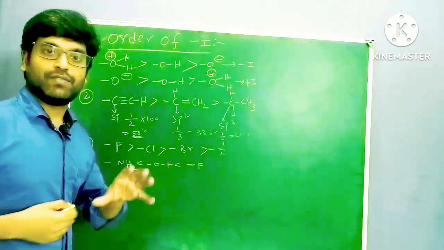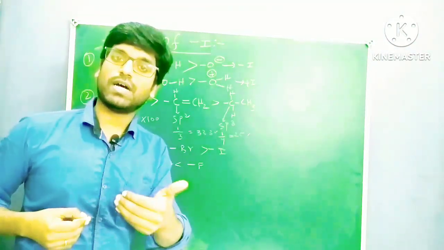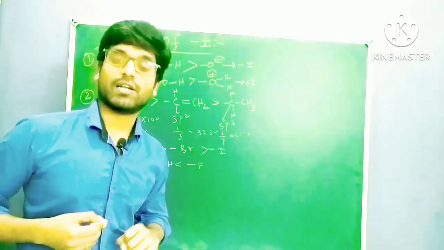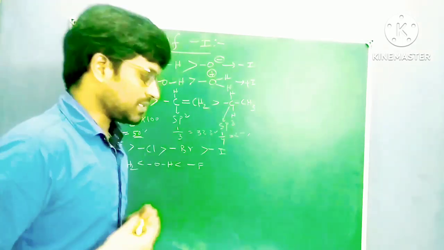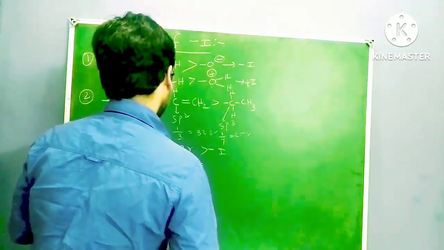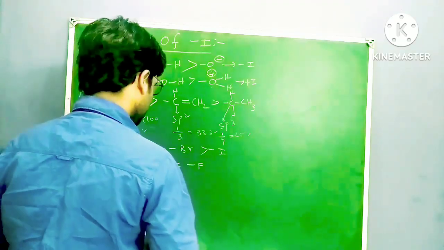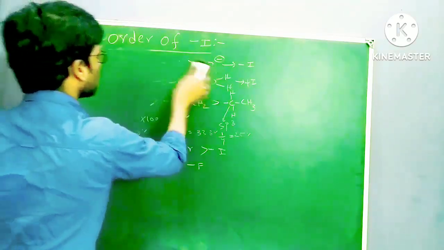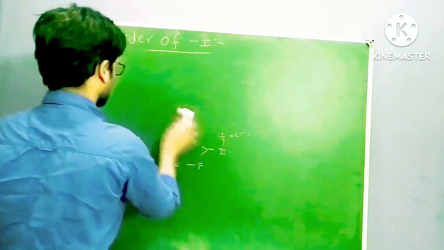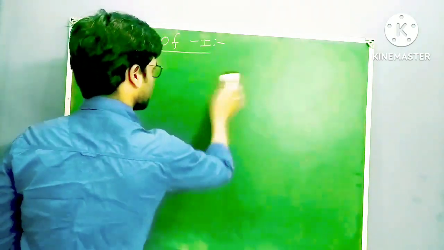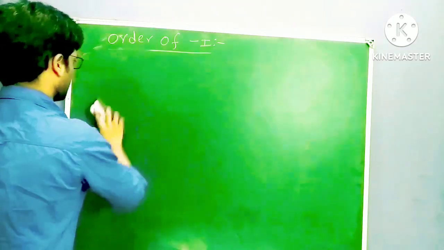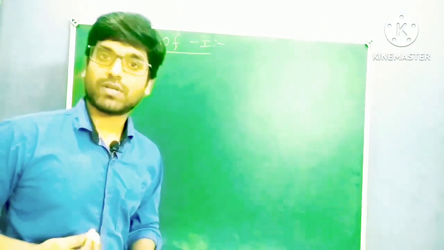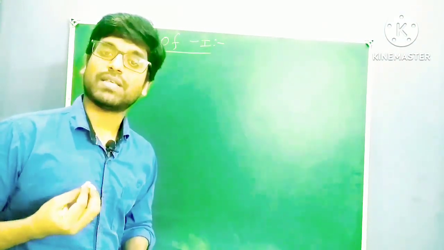So you can easily identify whenever I give you the same group or same period, because you know the strength of electronegativity of the atoms. But if I ask you different groups and different atoms, after this one important point is there. If I have more number of atoms, then the minus effect is more. That means if I have more electron withdrawing groups, the minus effect is more. If I have more electron donating groups, the plus effect is more.